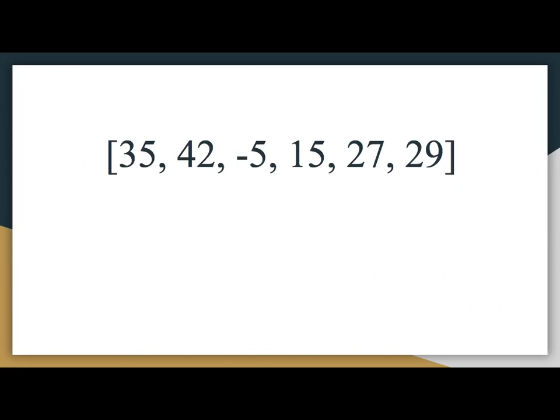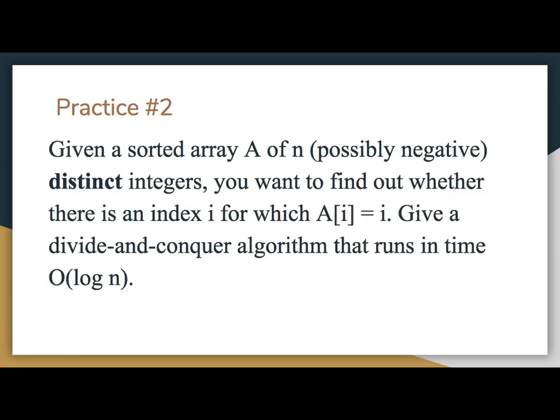Okay, good. So here's an example, but we didn't use it so far. Practice 2. We have a sorted array, again, of possibly negative numbers. In this case, I made sure there are distinct integers. You want to find out whether there is an index i for which A_i, the ith element of the array, equals the index i. So you want to give a divide and conquer algorithm that runs in log n time. Just think about the main idea for now. I'll give you 2 minutes. I took this from last time.